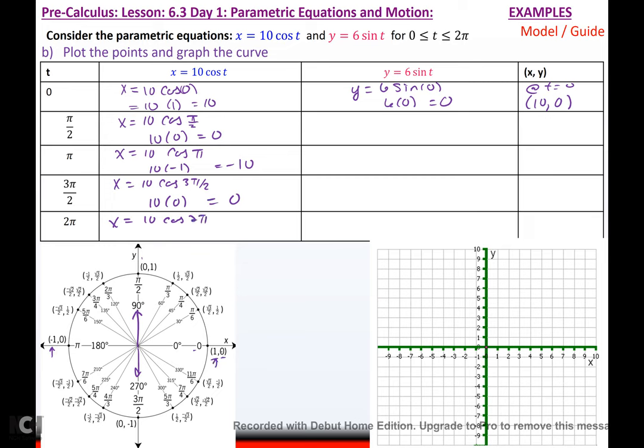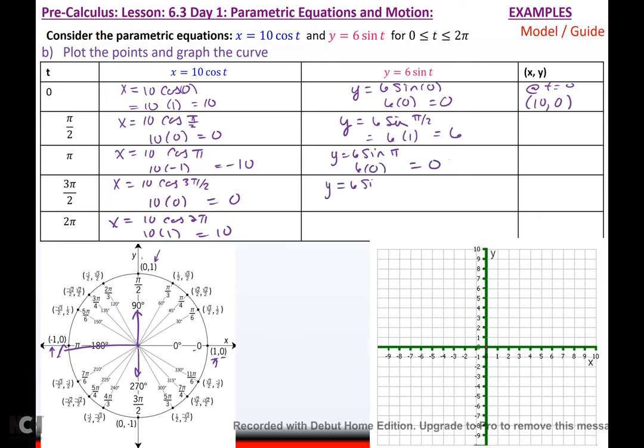At 2 pi, cosine is 1, so that's 10 times 1, which is 10. So to get my y's, I'm going to do y equals 6 times sine of pi over 2. Pi over 2, sine is 1. 6 times 1 is 6. Y equals 6 times sine of pi. At pi, sine is 0, so that's 6 times 0, which is 0.